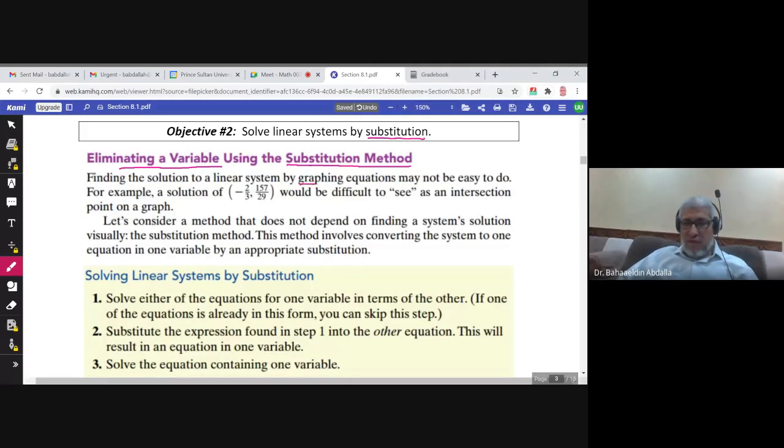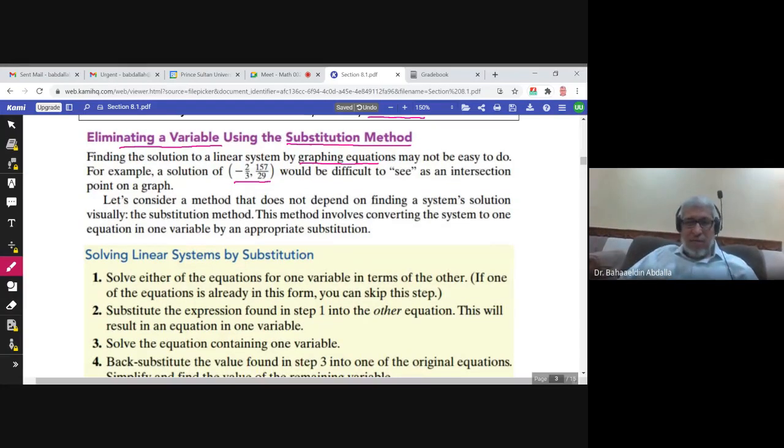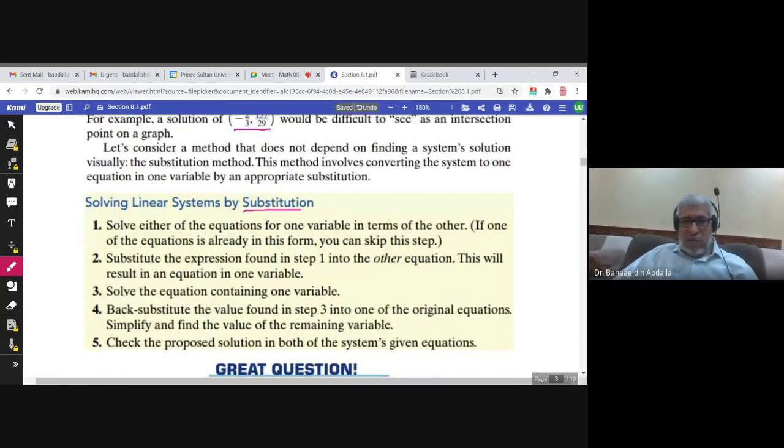Sometimes graphing is not possible because the solution could be like this, for example. How can you find this solution using graphing? No way, it would be difficult. The intersection point is the solution, but how can you find the coordinates of the intersection point? You need a method, and this method is called the substitution method. How do we use this method?